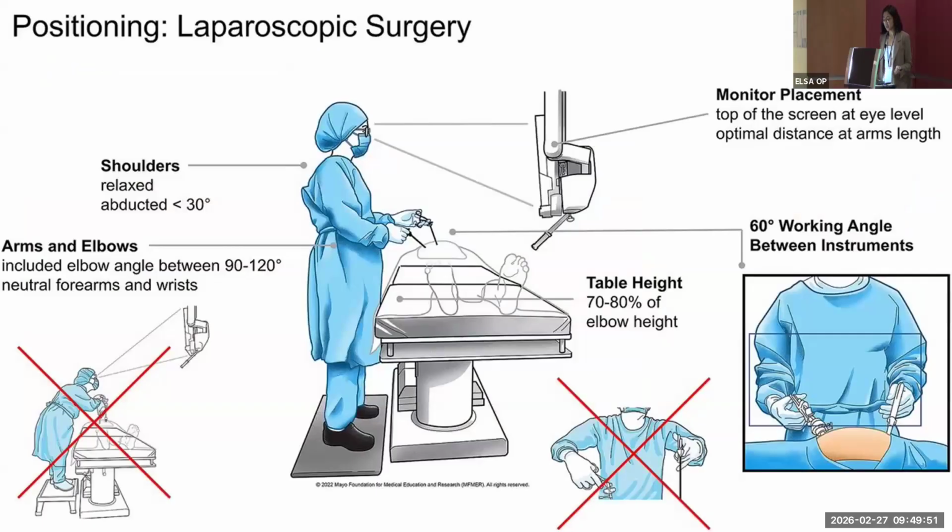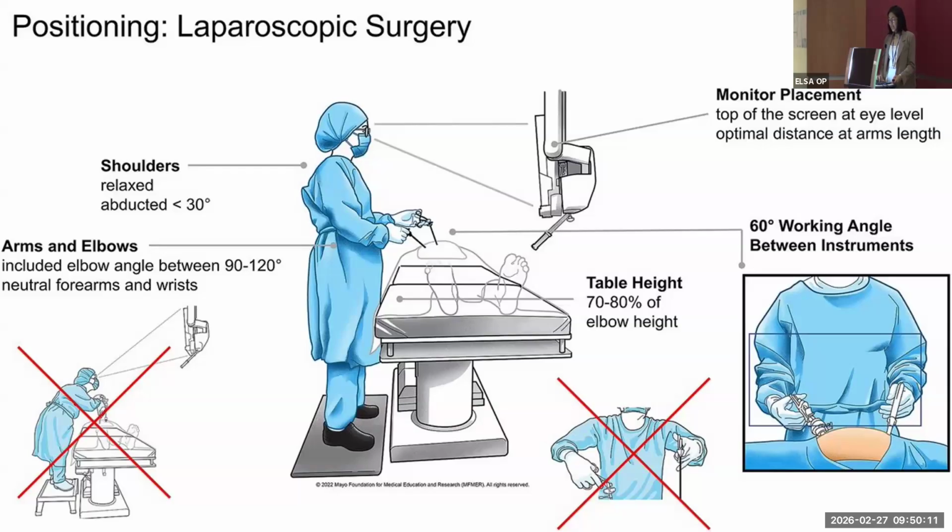So here, the positioning. The ideal position for a laparoscopic surgeon is a relaxed stance with the arms slightly abducted, retroverted, and rotated inward at the shoulder level, with the elbow bent 90 to 120 degrees and the neck slightly flexed with a downward gaze.